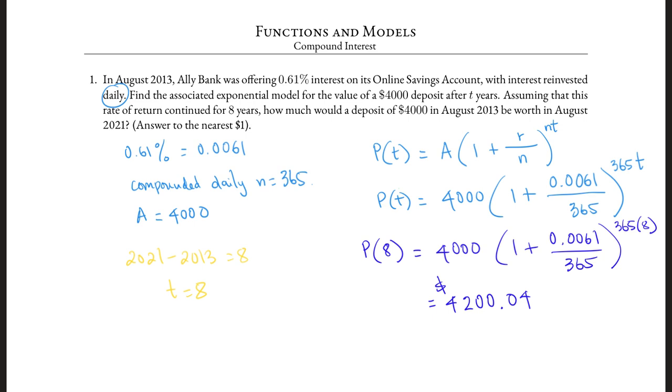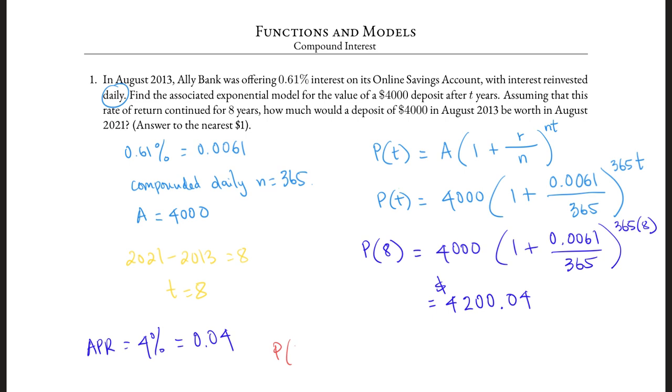Now, with the current interest rate, some bank would offer us an APR, or the annual percentage rate, of 4%. And this 4% is 0.04. We are done with this problem already. The answer was 4,200.04.